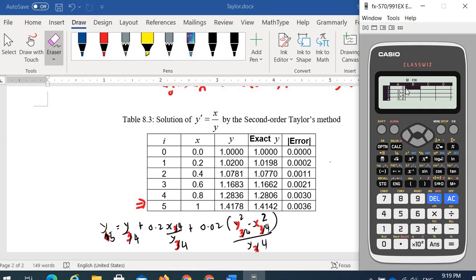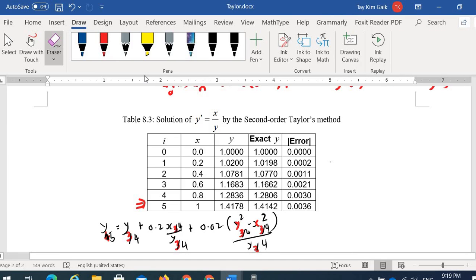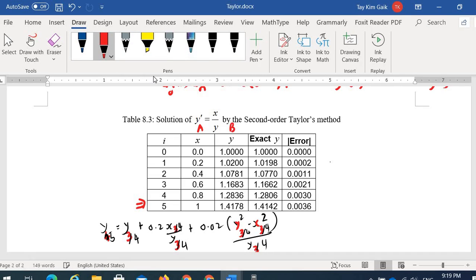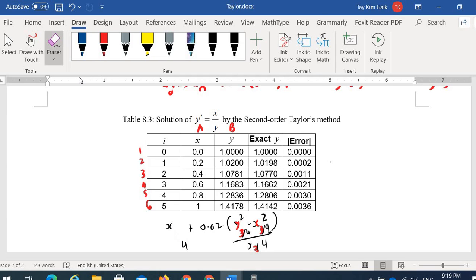In the second step, insert the initial condition that at x0, y is 1. So you notice in the spreadsheet, x is stored in column A, and this is column B. However, the rows start with 1, 2, 3, 4, 5, 6. And now we are going to key in the formula in the spreadsheet.